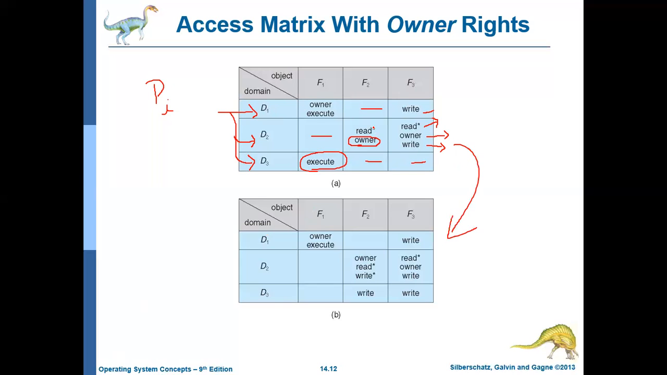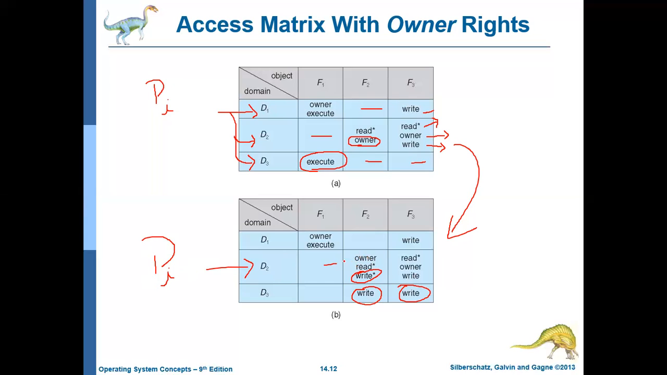So if you just look at the difference between these two tables, here you can see one write is added. Similarly, here you can see one write star is added, and here you can see one write is added. How was it added? This was added because when the process P1 is executing on the domain D2, what happens? It has owner privilege on F2.